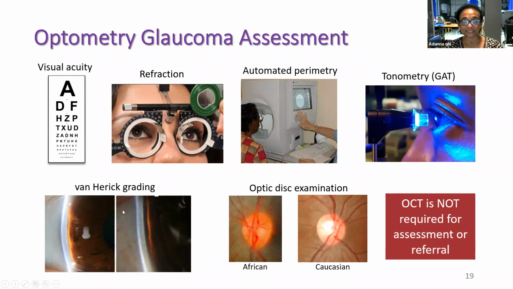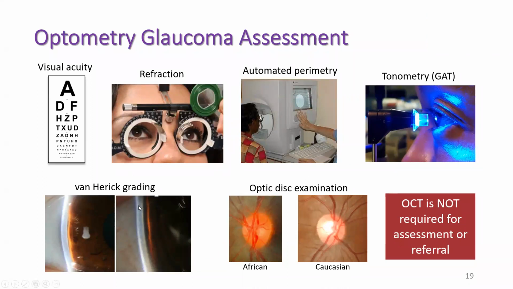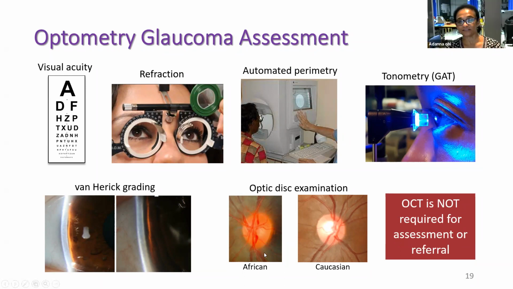You're going to be trying to decide whether they're likely to have narrow angle glaucoma or an open angle glaucoma. So we want to know about Van Herrick grading. We're not expecting you to perform gonioscopy. You're going to have to assess the optic disc. Okay, again, I just put these two pictures: Caucasian retina, African retina, subtle differences, you know, the pigmentary changes. So don't let that alarm you.